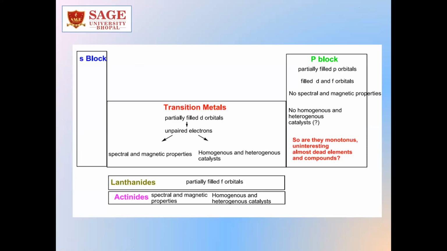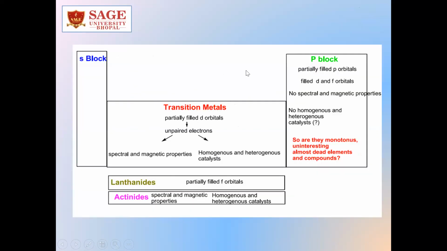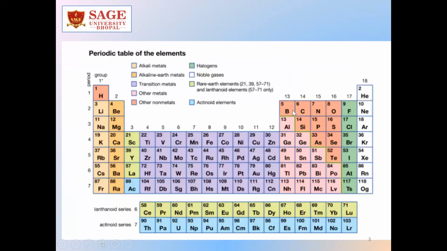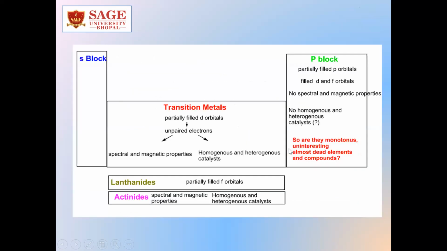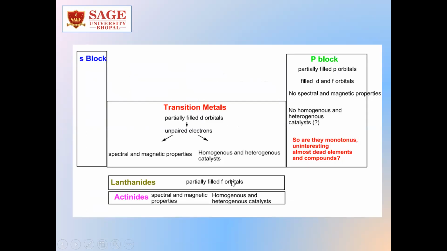Today we will discuss the transition metals. In the periodic table, the first two columns are known as the S block elements. The rightmost six columns, from boron, carbon, nitrogen, oxygen, fluorine, and the helium column, are known as P block elements. In between, there are some elements, this portion, known as transition metals.